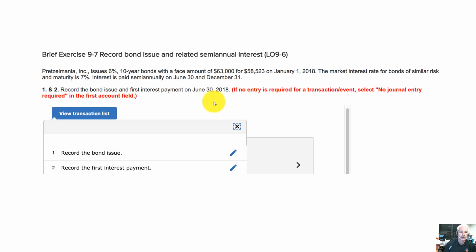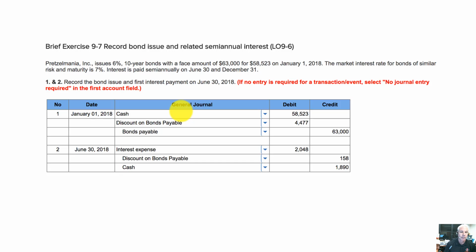How much cash did they get? They only got the 58. That was the issue price, right? But they have a liability for 63. The difference between these two is another special type of account called a discount on bonds payable, which is a contra liability account. So we'll record the cash, set up the bonds payable for the face amount, and the difference goes to discount on bonds payable, a contra liability account.